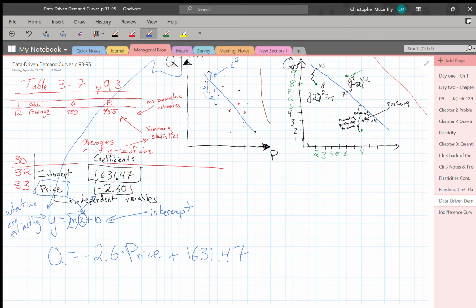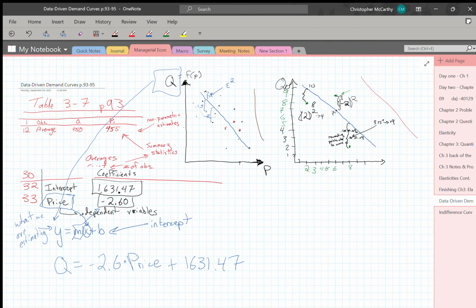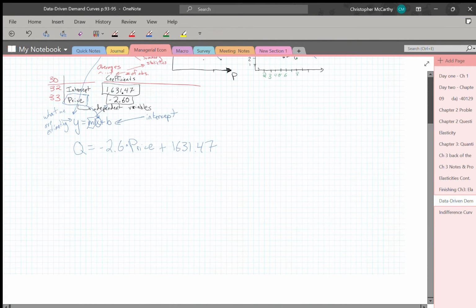It's not always just going to be one variable, though. That's why these things are kind of difficult, because not only is there price that's influencing my decision. So let's get a new thing here.